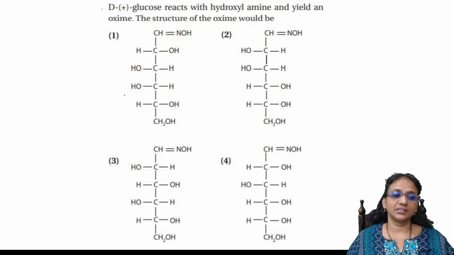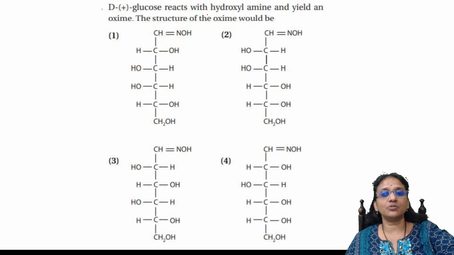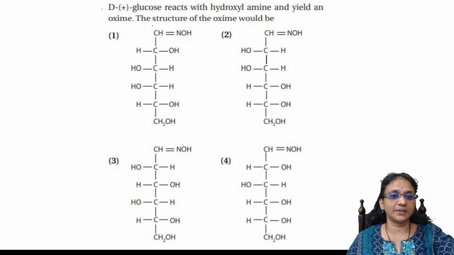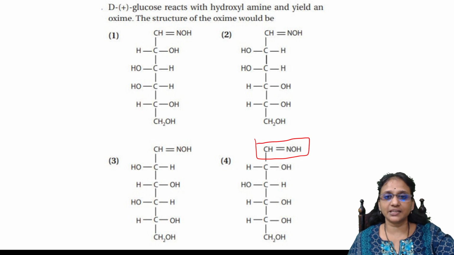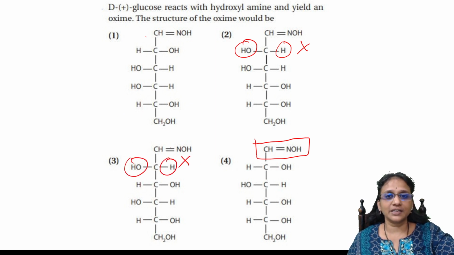Right. Next, D-glucose reacts with hydroxylamine and yields oxime. What is oxime structure? Easy. This is your oxime structure. Yes. So what is the difference here? Check. Everywhere CHOH is there, but in the first carbon OH and H, wrong, right? And in this case OH and H, wrong. All right. In this case HOH, right?